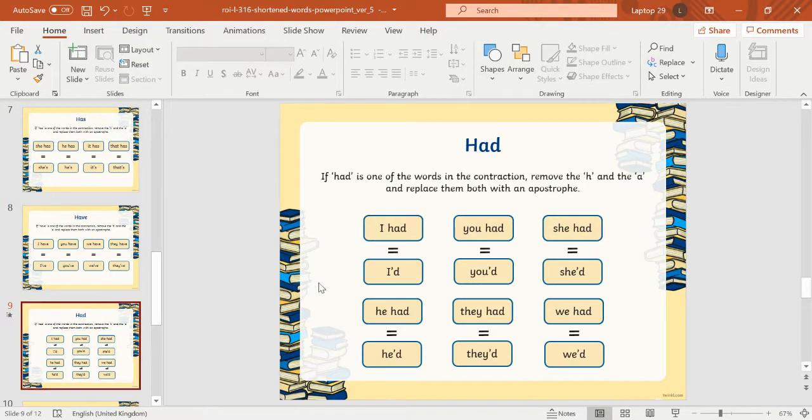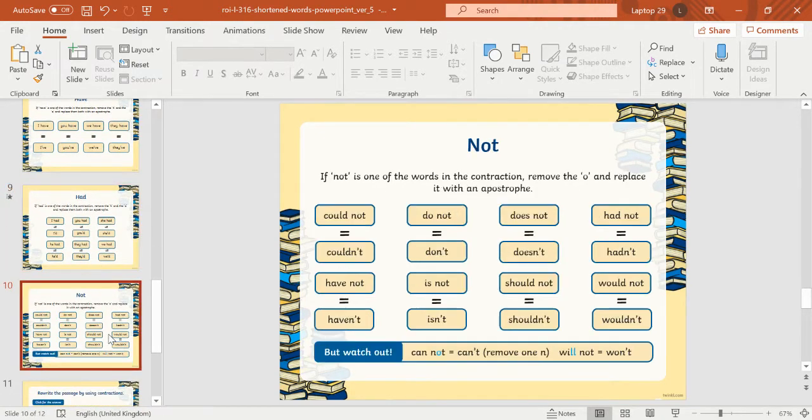For had. If had is one of the words in the contraction, again remove the H and the A and replace them both with an apostrophe. So I had becomes I'd. You had becomes you'd. And you can see that the H and the A have been removed from each one, and that follows all the way down.